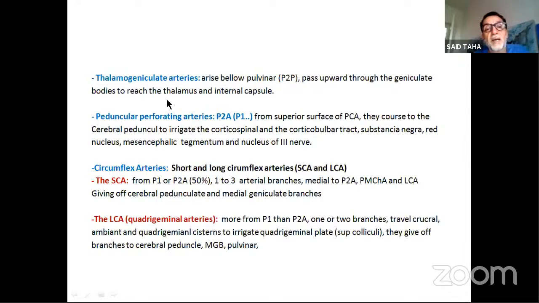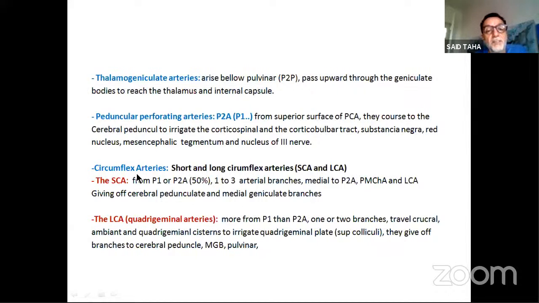Peduncular perforating arteries arise from P2 and sometimes from P1, from the superior surface of the posterior cerebral artery. They course to the cerebral peduncle to irrigate the corticospinal and corticobulbar tracts, substantia nigra, red nucleus, mesencephalic tegmentum, and the nucleus of the third nerve.